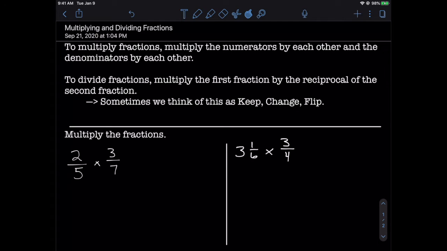Hey, what's going on? Today we're going to be talking about multiplying and dividing fractions together. Now, if you've been having trouble with this skill, then something seriously is wrong, because this is just about the easiest thing we're going to have to do with fractions.